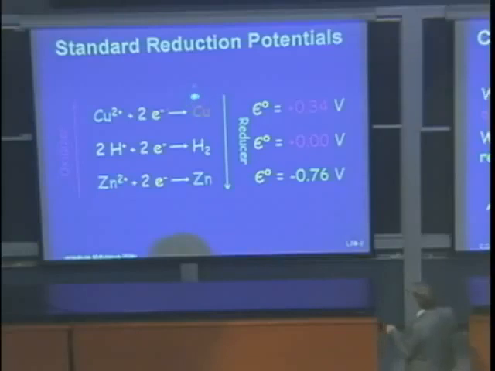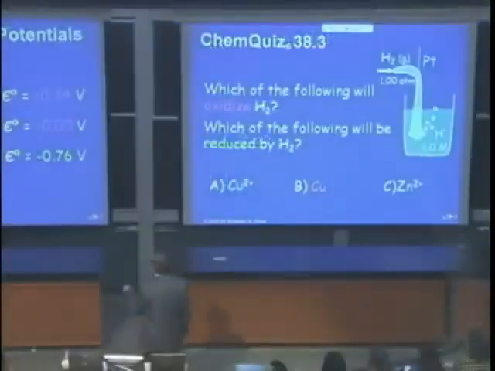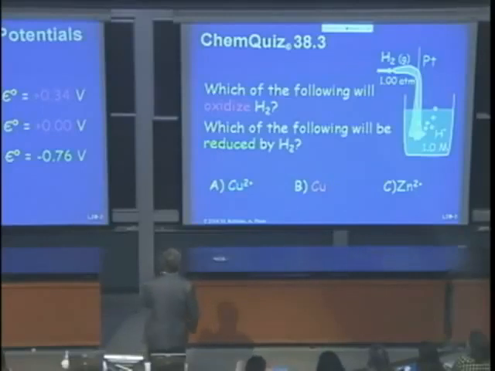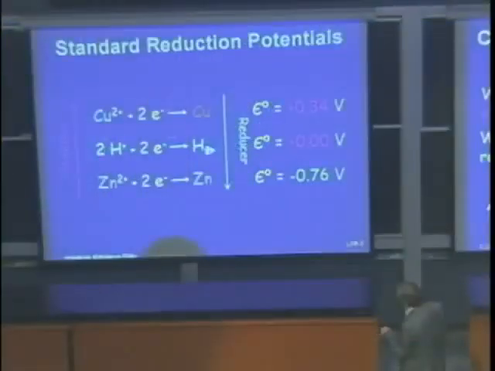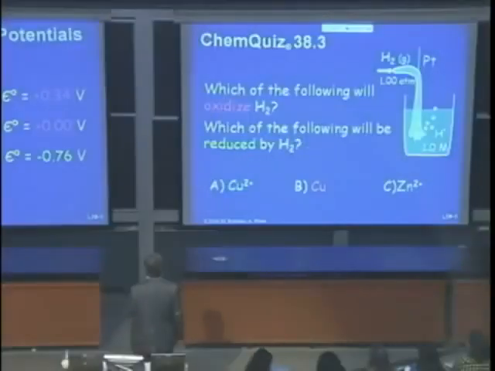So copper metal doesn't do anything, okay? Copper metal can only be oxidized. Copper metal is out. Now let's zinc. Zinc, this would be the oxidation, okay? And the reduction would be this, but this has a more negative potential, so it's not an oxidizer. It's a reducer, okay? Which of the following will be reduced by hydrogen?